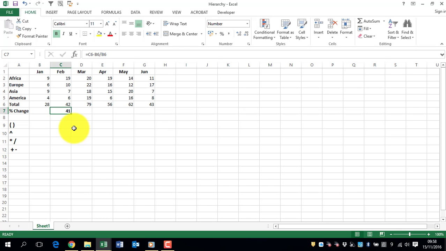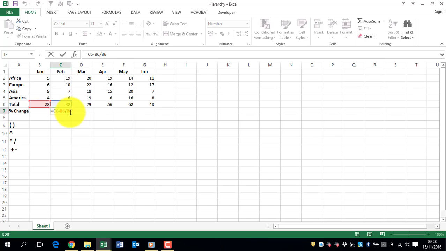Excel looks for certain symbols in formulas and uses those symbols first before moving on to the next one. In this particular case, it's doing the division first. If we double click on the cell, you can see that Excel is basically dividing B6 by B6, which gives you an answer of 1, and then taking 42 less 1, which gives us the answer of 41.